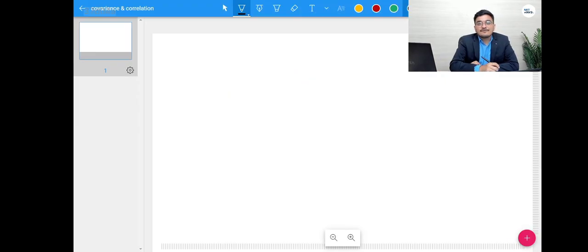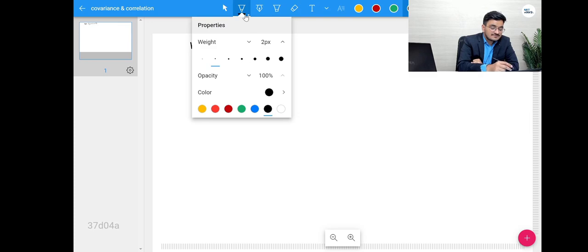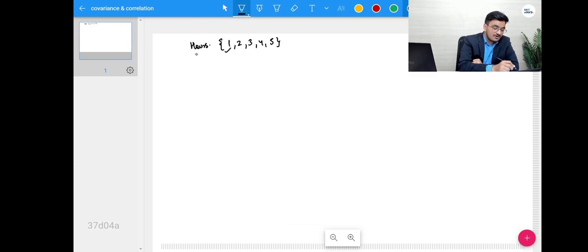So let's say I want to identify the covariance between two sets where one of my sets represents the hours of study for a student. That is this. So we have 5 observations and these represent the number of hours. So this is 1 hour, 2 hours, 3 hours, 4 hours and 5 hours. And we want to identify the relationship of these hours of study with respect to the marks a student is scoring in the exam. So we have marks of students. Those are, let's say, 20, 40, 60, 80, and 100.